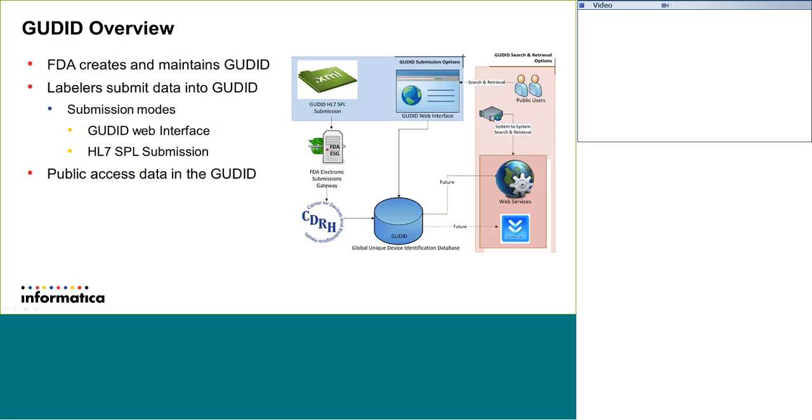Published device information in GUDID will be available for public search and retrieval via the web interface. In addition, planned capabilities for the GUDID include the ability to search for specific device information, full database download, and web services. The image on the right outlines the GUDID system.